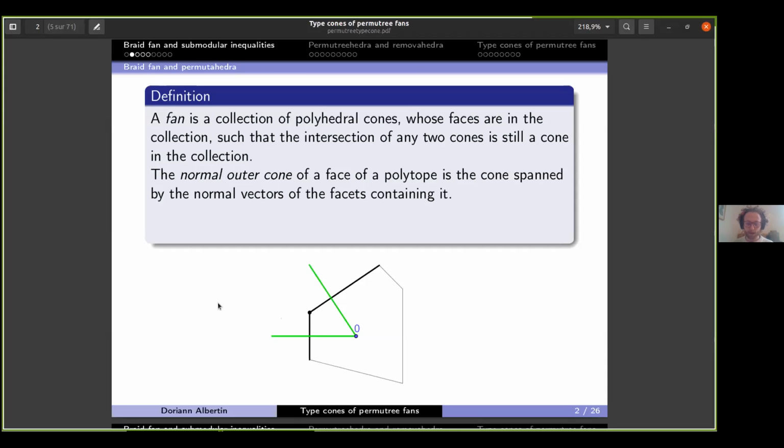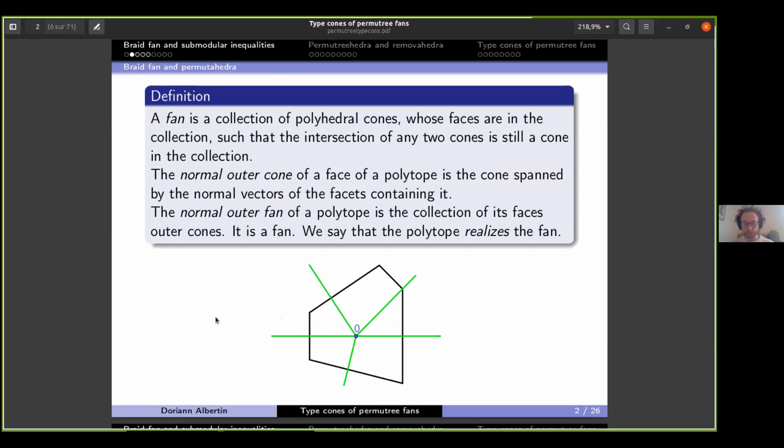So here, this two-dimensional cone. Now, if you put together all the normal outer cones of the faces of this polytope, then you recover a fan that is the normal outer fan of this polytope, and we will say that this polytope is realizing the fan.